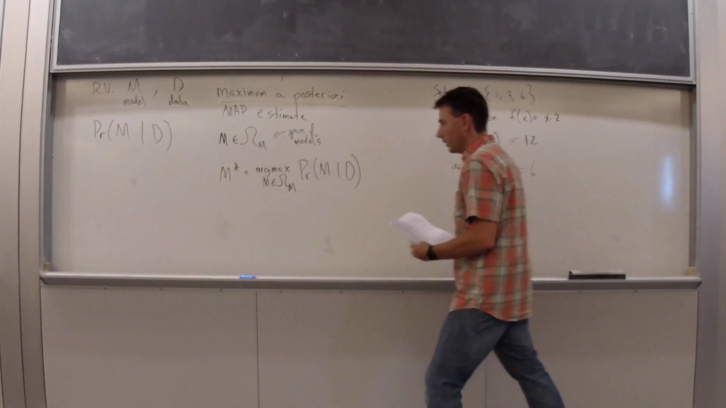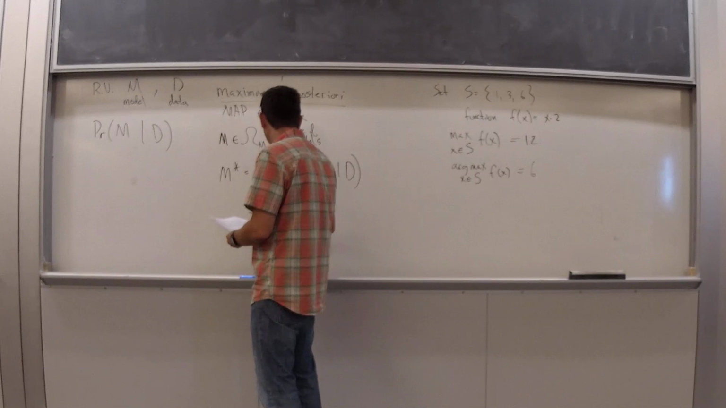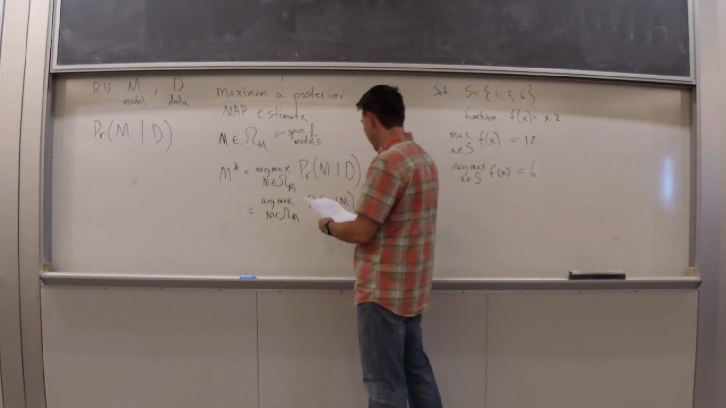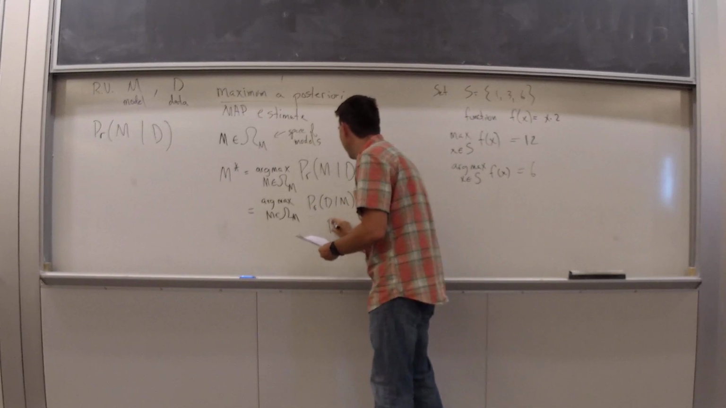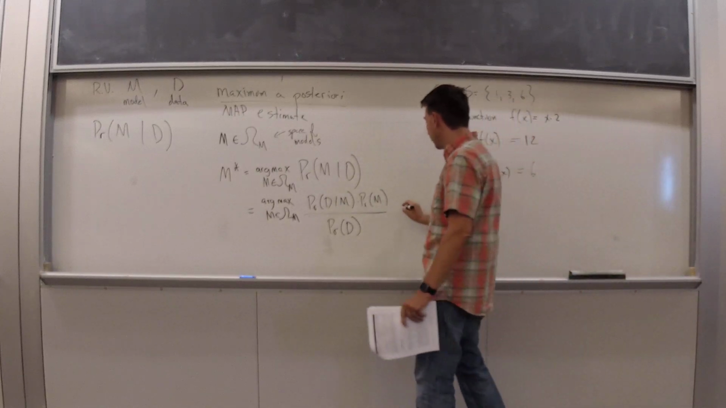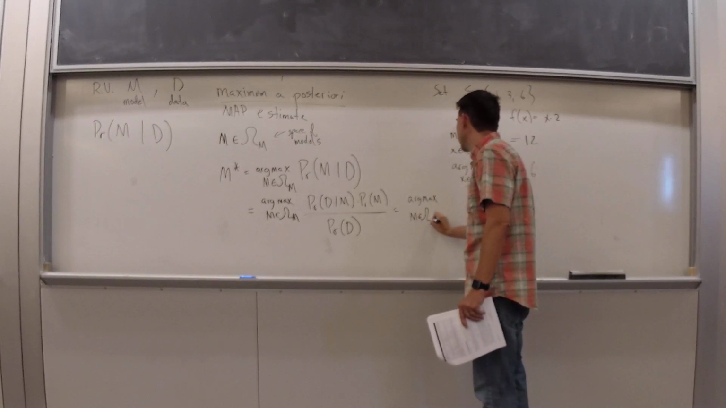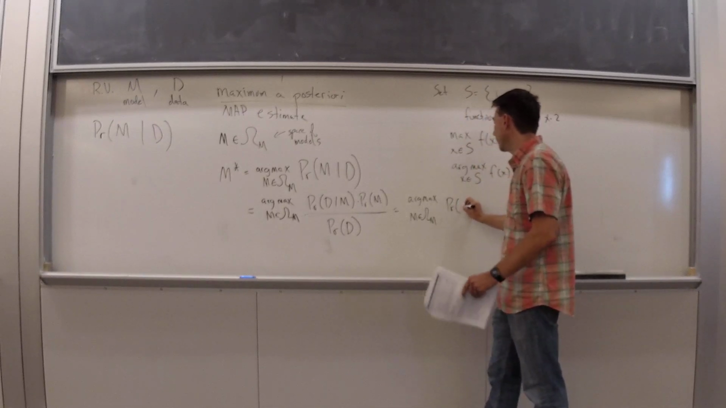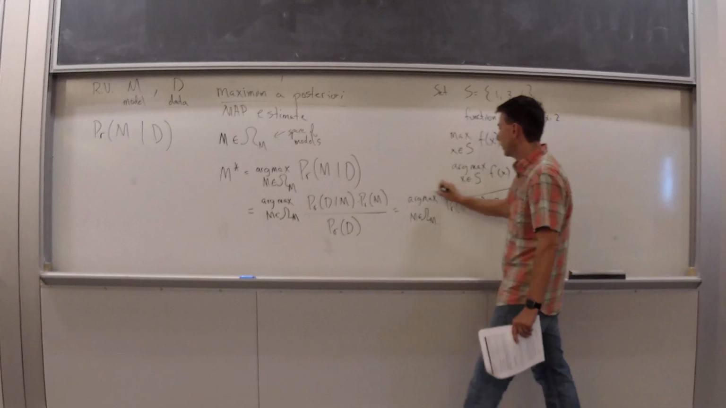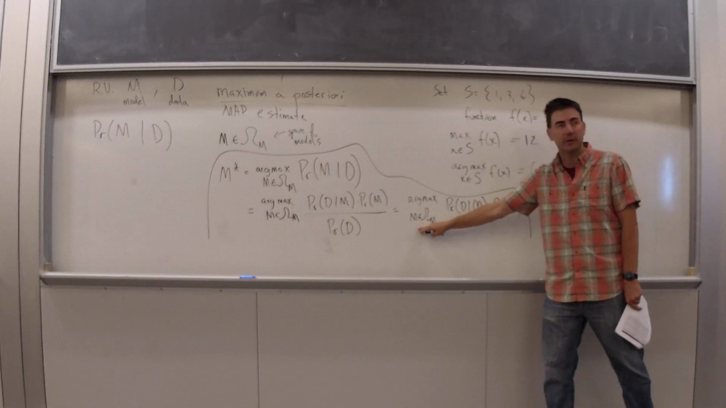So I can write this as the argmax over the model of the probability of the data given the model times the probability of the model, divided by the probability of the data. The important step here is that this is the same as the argmax over the model of the probability of the data given the model times the probability of the model. I do not need to divide through by the probability of the data because for every model that's going to be the same.